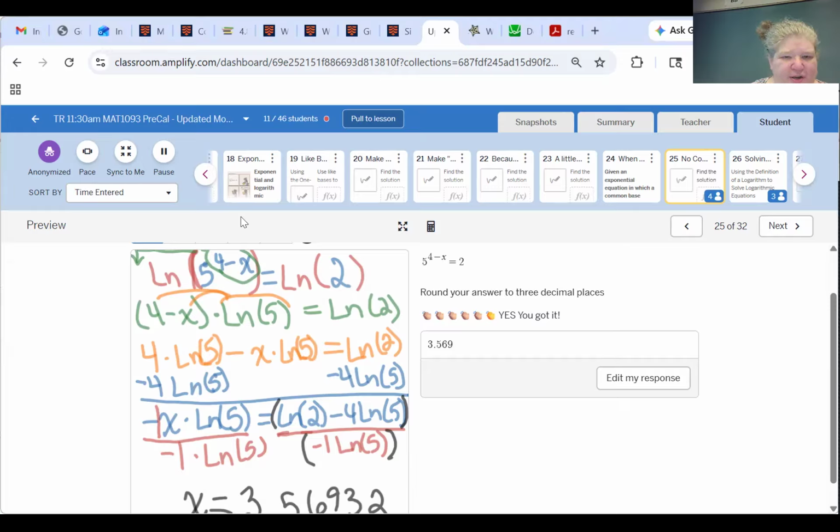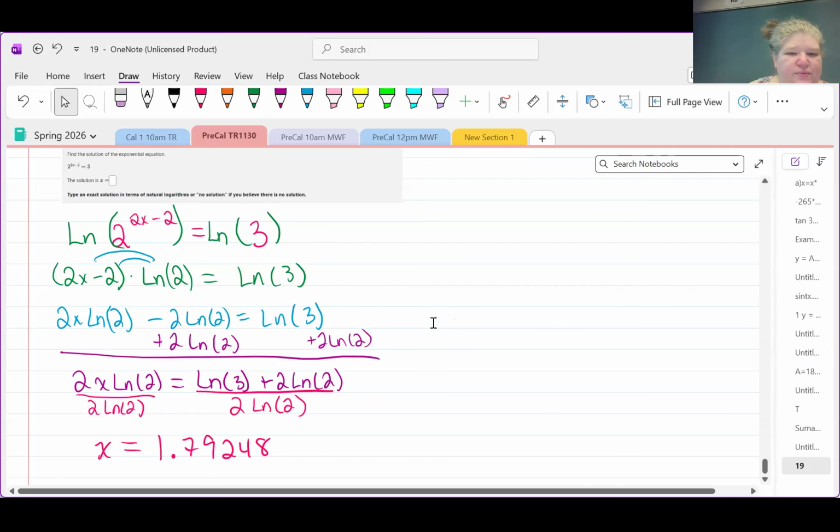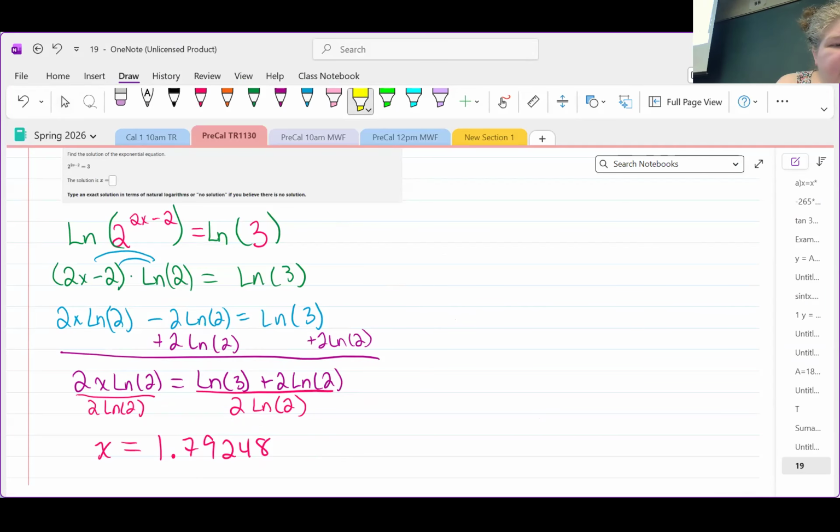Right, so let me flip the share. So here's what I got after working it out. Now, I will say the directions here for WebWork say type an exact solution in terms of natural logarithms. So we had to use natural log when we were solving. And then what it is wanting for the answer to be typed in is this. This is what we mathematically call the exact solution.